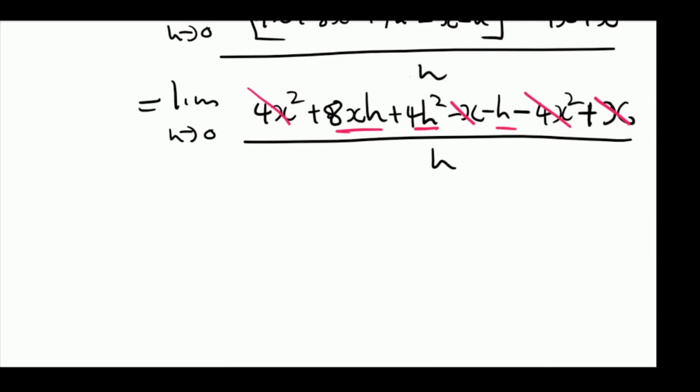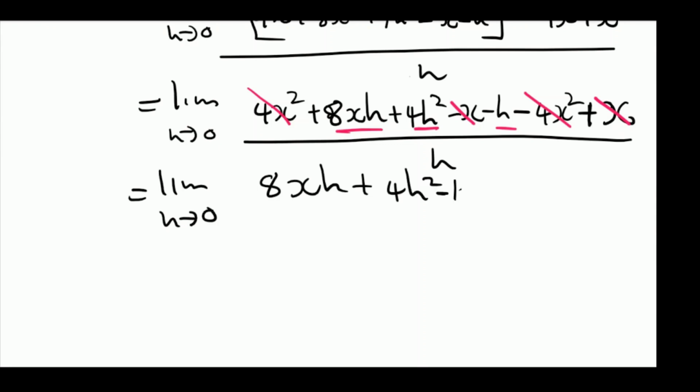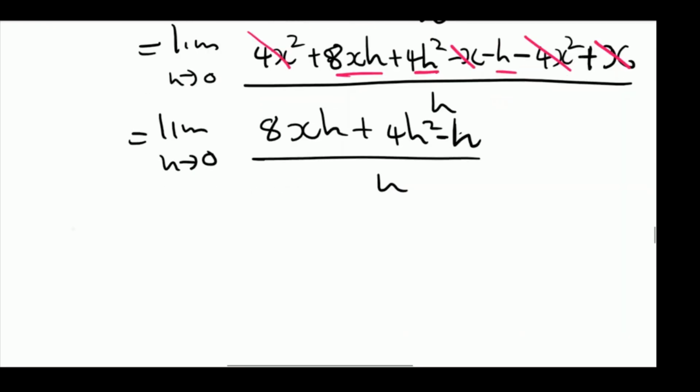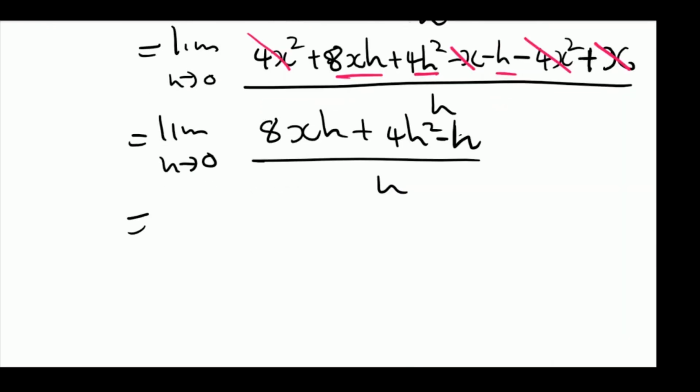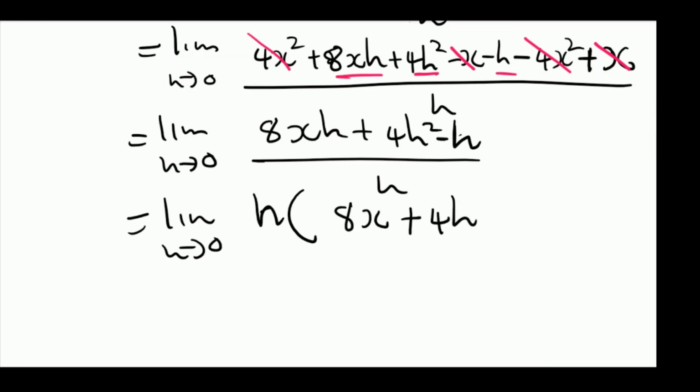Then we remain with these expressions here. So it's going to be the limit as h approaches 0 of 8xh plus 4h squared minus h over h, right? So we can factor out h. So it's going to be h into 8x plus 4h minus 1 divided by h.